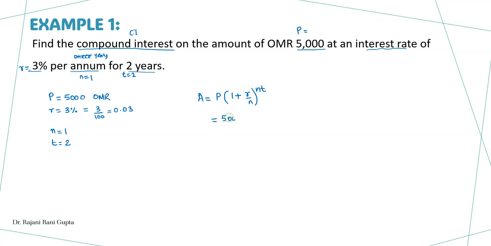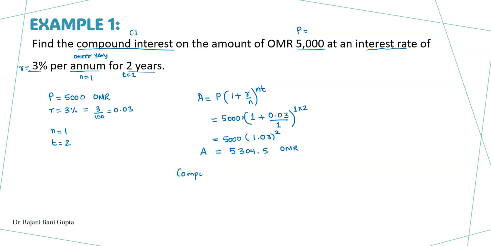First we have to do this. A equals P (1 plus R over N) to the power NT. Principal amount is 5,000 times, when it is a bracket, it means multiplication, 1 plus R, which is 0.03, divided by N, which is 1, to the power 1 times 2. Now when you simplify this value, it is 5,000 times 1 plus 0.03, which is 1.03 to the power 2. This amount you can calculate by using a calculator. This gives you 5304.5 riyals. So this is your amount.